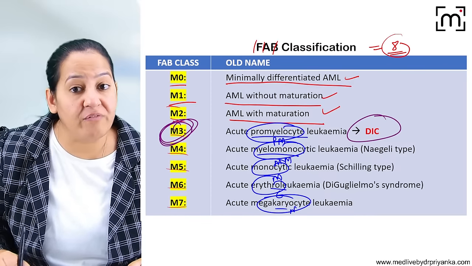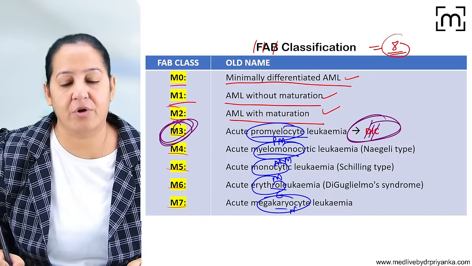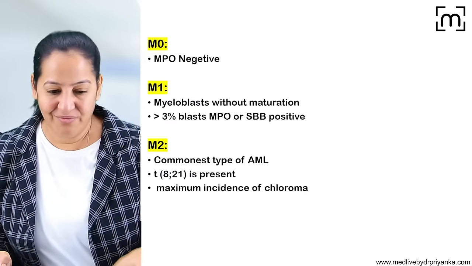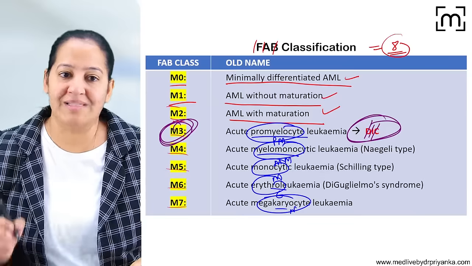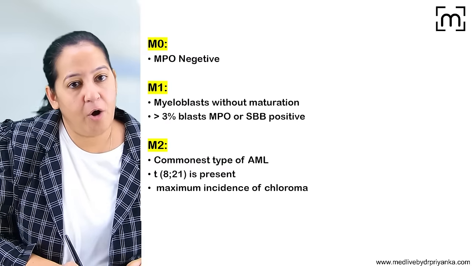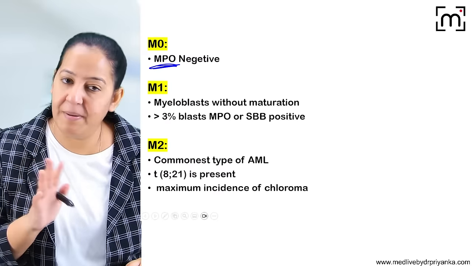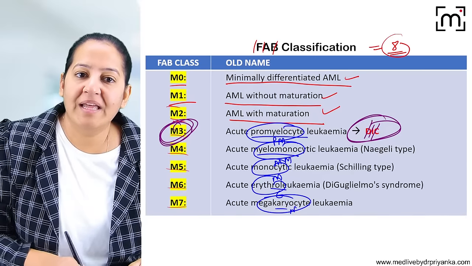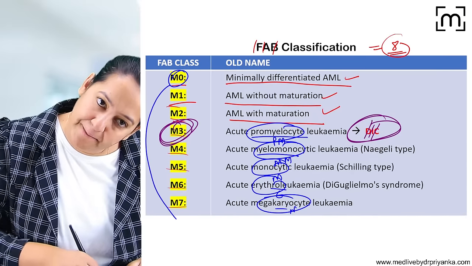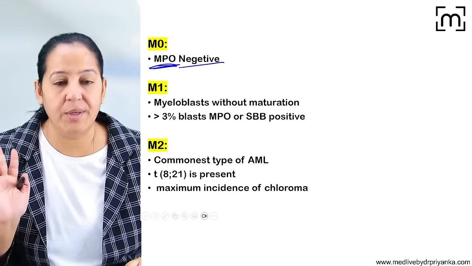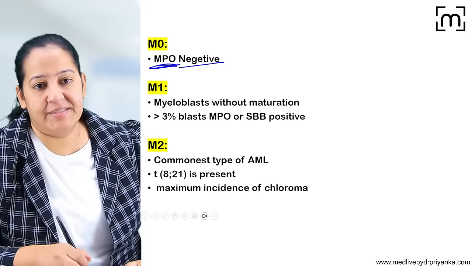In M3, there is always DIC, disseminated intravascular coagulation. Okay. So I will tell you the special points in all 8, one by one. All of them are MPO positive. MPO is a special stain. I will tell you what MPO is, but here this one is MPO negative. Only this one is MPO negative. Rest all are MPO positive. What is MPO? I will tell you later on. It is a type of special stain.